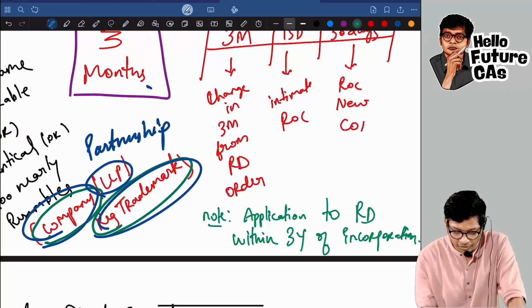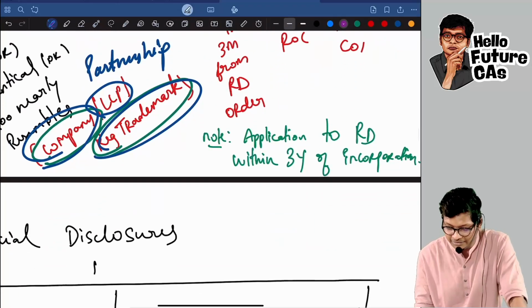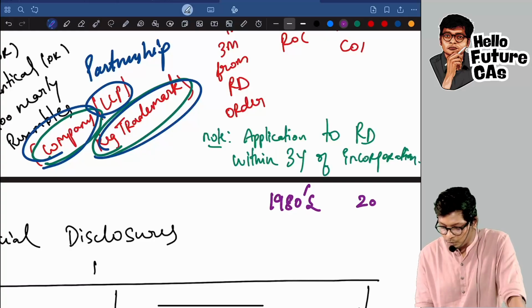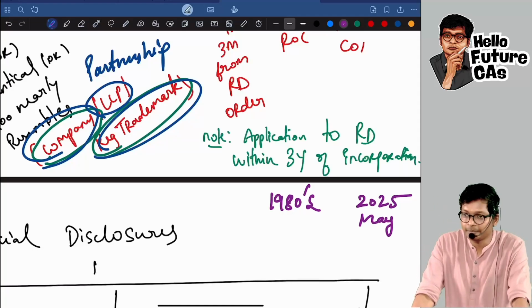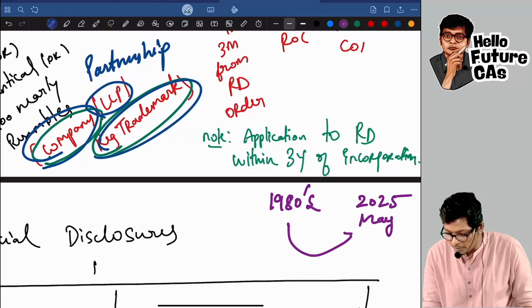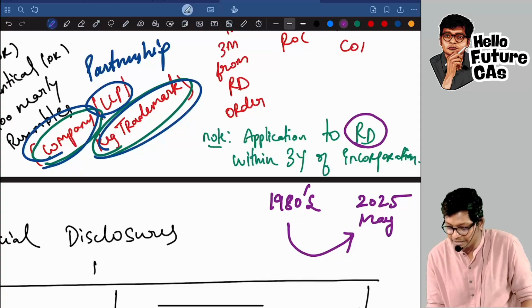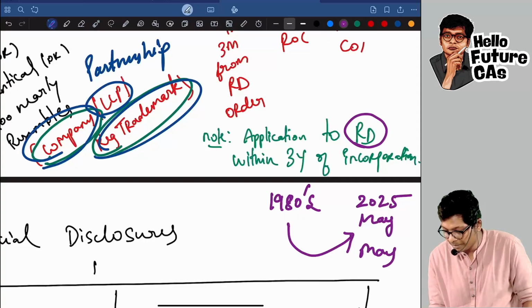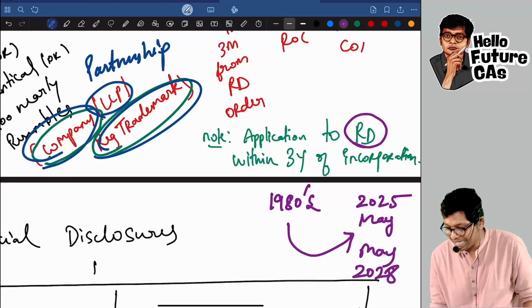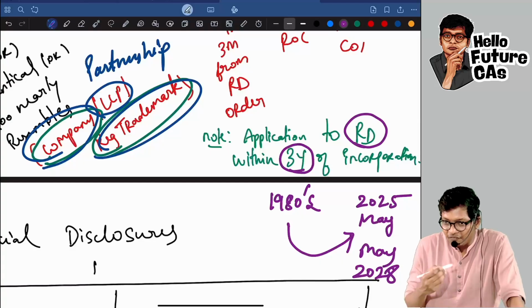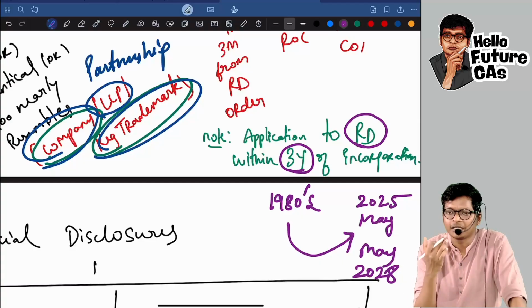That means, follow carefully, guys. Look at this. The original Domino's is there from the 1980s. Now in May 2025, let's say the fake Domino's came. That means the original Domino's should file a case for rectification to the regional director before May 2028. Are you following, guys? Sir, for 3 years they never filed a case, sir. What will happen? Nothing will happen.